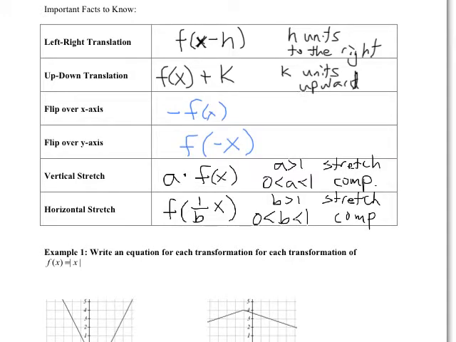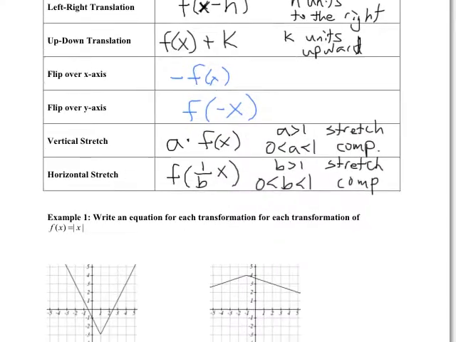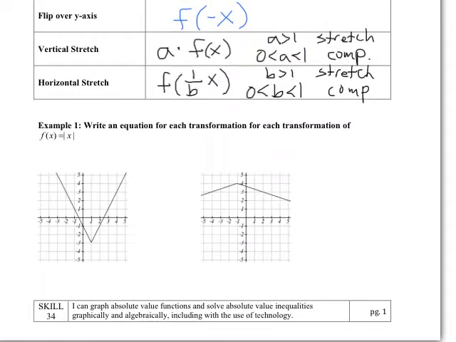So let's take a look at some of these transformations on the graph. When I take a look at the absolute value function here, I see that what has happened is it's moved, looks like 1 unit to the right and 3 units down. So 1 unit to the right would give us x minus 1. And then it's moved 3 units down, so from that we're going to subtract 3.